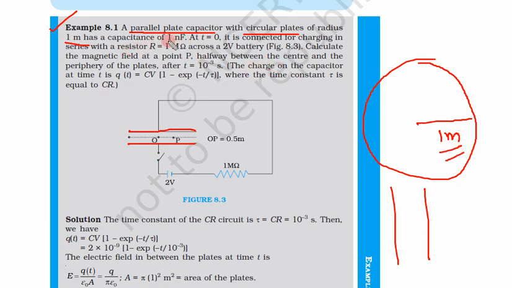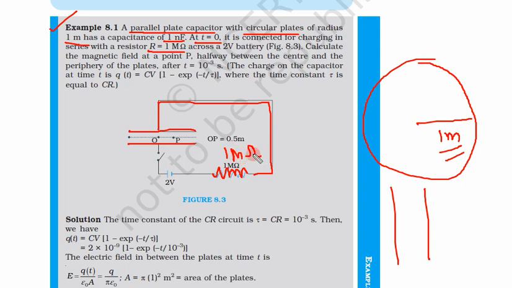Now what is the capacitance? Capacitance is 1 nanofarad, which is very small, but in size this is a very big capacitor. Now at time t equal to 0, they have started the charging. It is connected for charging in series with a resistor R equal to 1 mega ohm. So we have a complete circuit here, and in series with this capacitor we have a resistance of 1 mega ohm.